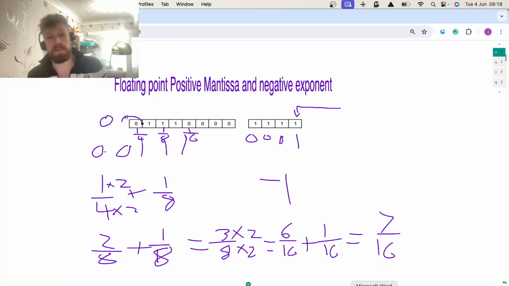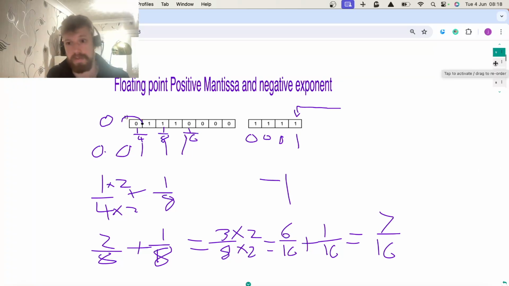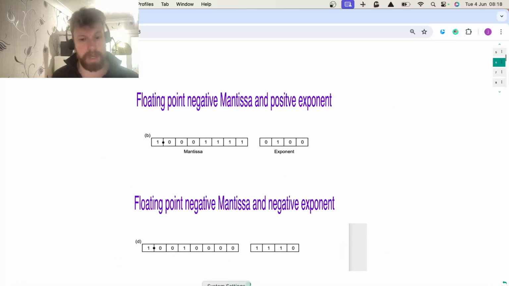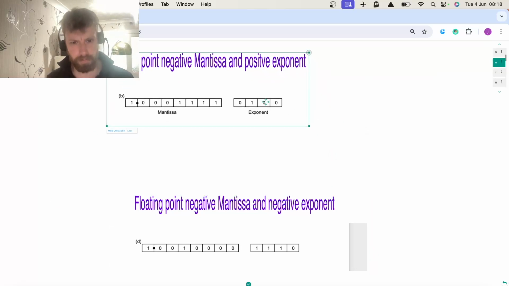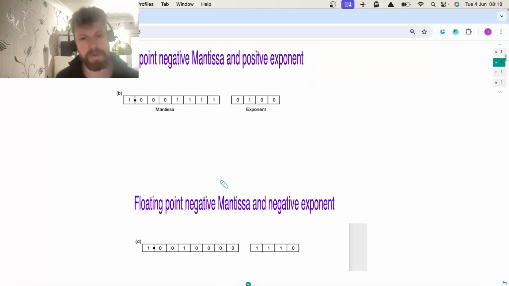So personally, I find it easier to use fractions, but it's personal preference. If you prefer using decimals, use the decimals. That's fine. So in those ones there, what we're going to do now is go for the negative mantissa, positive exponent. So I'll move this one up a little bit, and what we can see is that we've got a negative mantissa, which is where this one here is. It's got a 1 0 there.